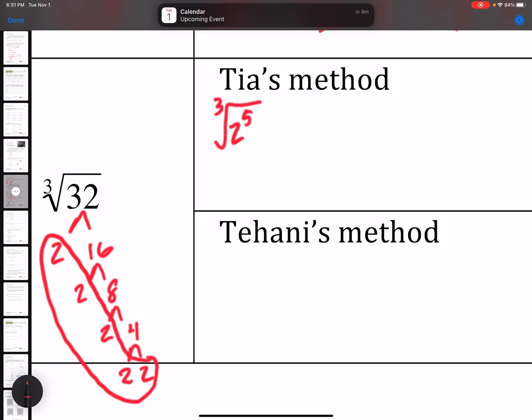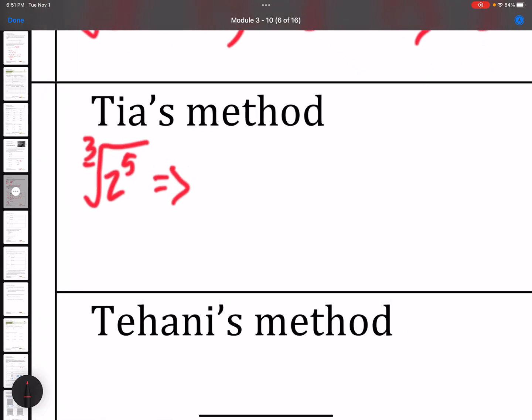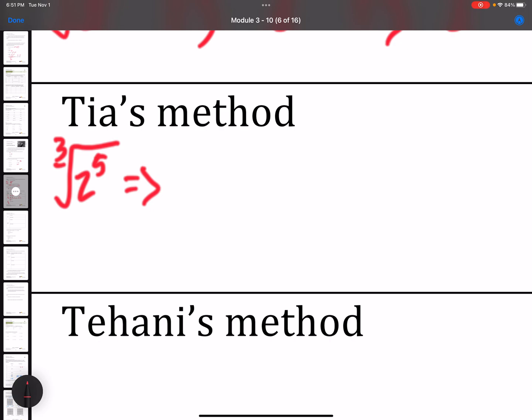So Tia's method rather, she separates it out into exponents that match our radical number. So we need to separate it out in terms of cubes. So we have the cubed root of, I see 2 cubed times 2 squared. So I can separate these out because when I multiply them together, I would add the exponents and it would give me 2 to the 5th, right? So breaking them down, I can just make sure that they add up to 5. And as long as they do, I'm good to go.